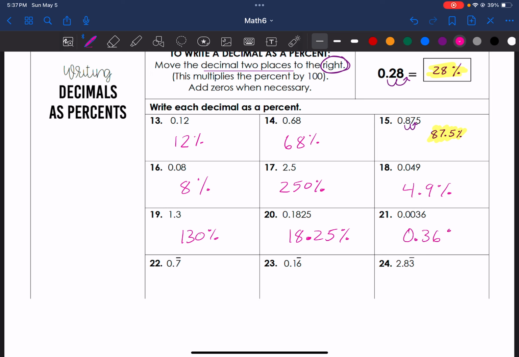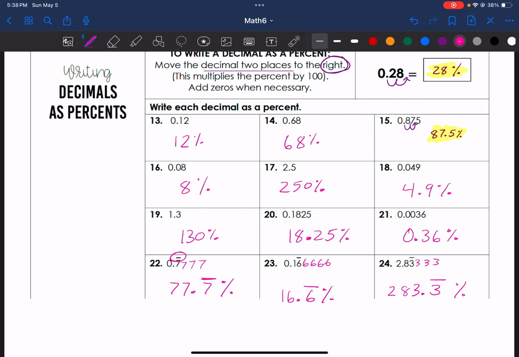It's 0.36% or 36/100%. This is repeating, right? Remember, this reminds you of repeating. So there's another 7 after, another 7. You can keep adding it. When you move the decimal over, it's 77.7 repeated percent. This one, there's a bunch of 6s that follow, so it becomes 16.6 repeated percent. Same thing here. There's a bunch of 3s. But when I move the decimal, 283.3 repeated percent.